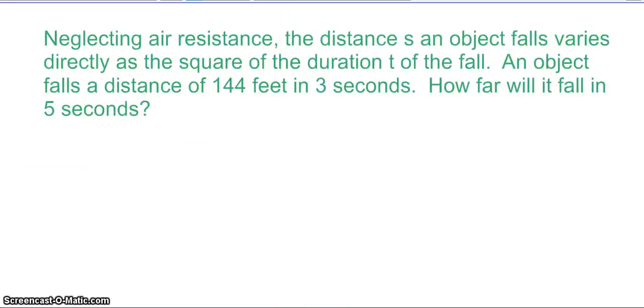Okay, so let's do this last example. Neglecting air resistance, the distance as an object falls varies directly as the square of the duration of the fall. An object falls a distance of 144 feet in 3 seconds. How far will it fall in 5 seconds? So I want you to come up with the variation equation, solve for the constant of proportionality, and then answer the question, how far will it fall in 5 seconds? So pause the video and unpause when you're ready to check your answer.